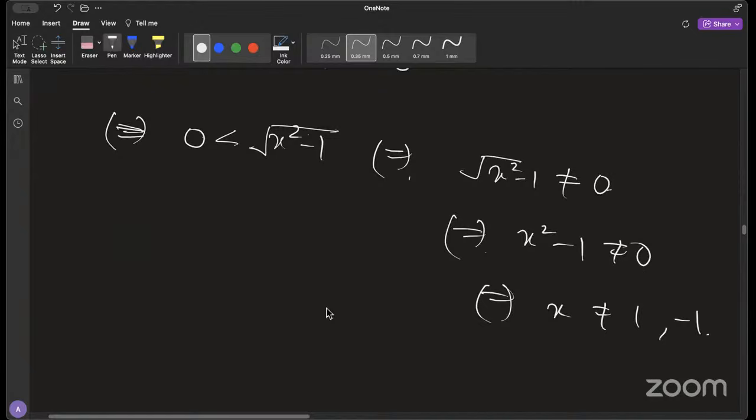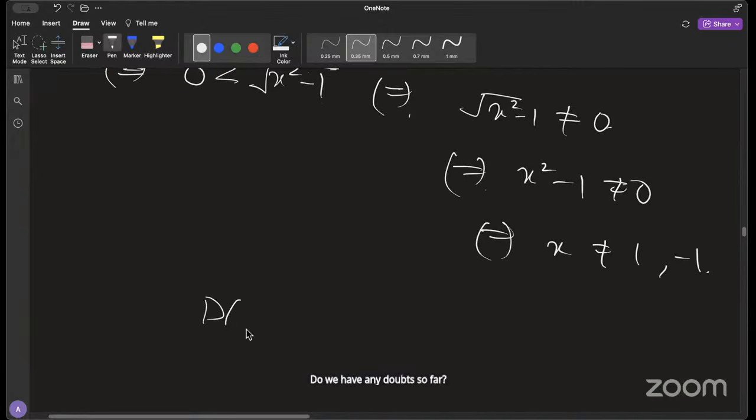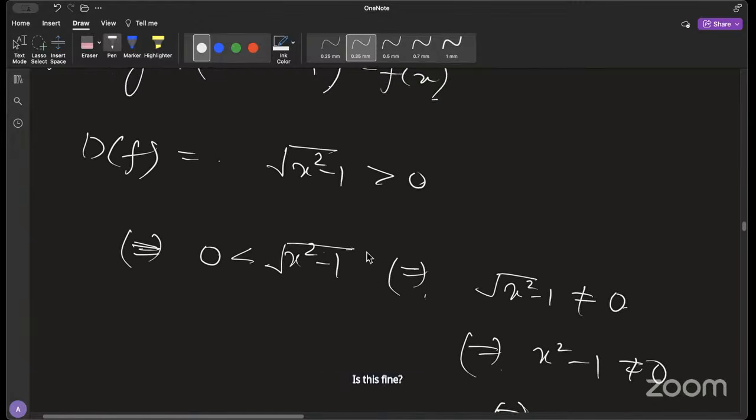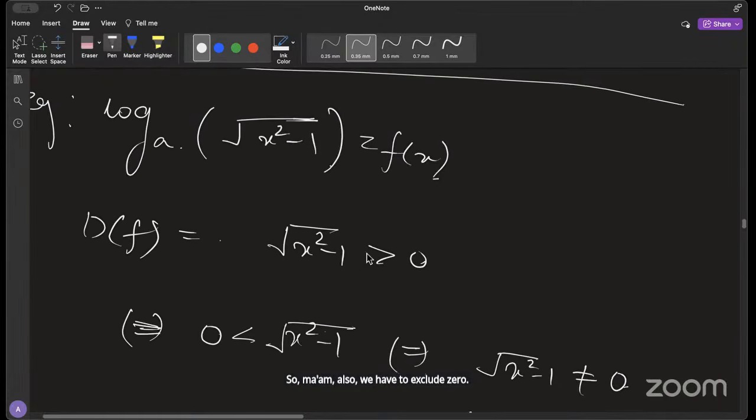Do we have any doubts so far? That means the domain of your function should be equal to R minus {-1, 1}. Is this fine? Ma'am, also we have to exclude 0, as the root becomes negative at 0.